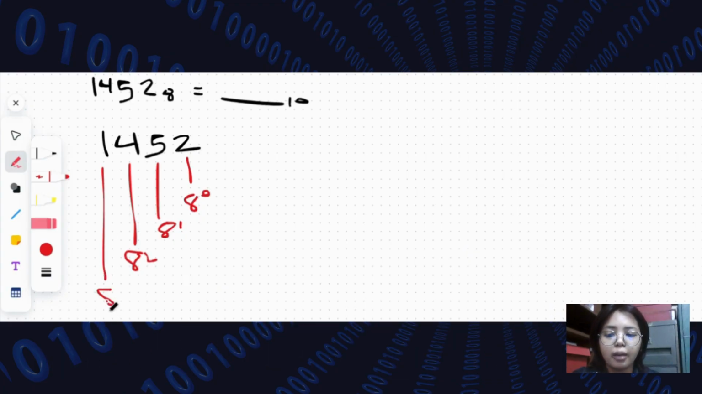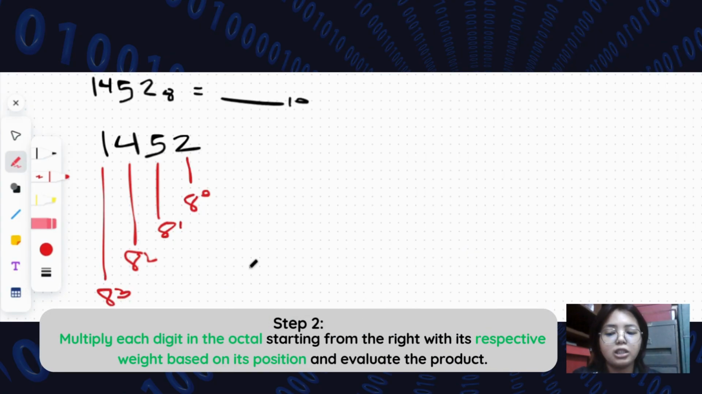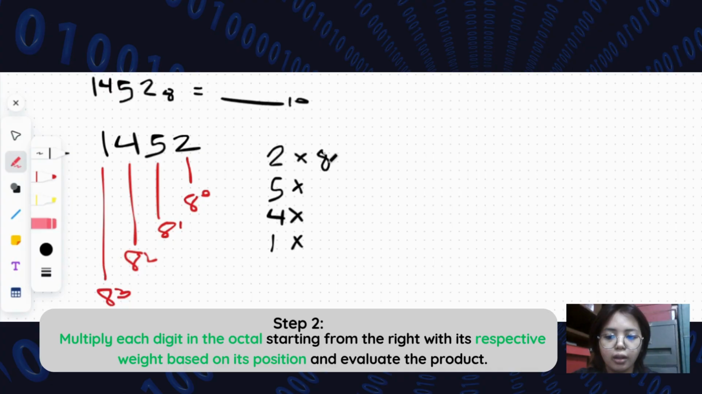For our next step, we will multiply each digit based on the weight of its position, and then we will have to evaluate its product. So let's take this as an example. 2 multiplied by 8 raised to 0. And then 5 multiplied by 8 raised to 1. 4 multiplied by 8 raised to 2. And 1 multiplied by 8 raised to 3. So now let's multiply.